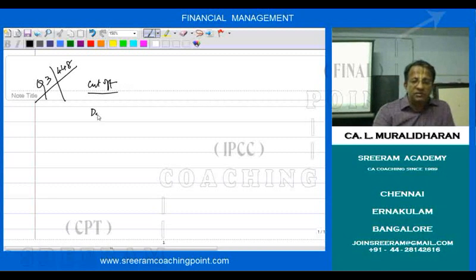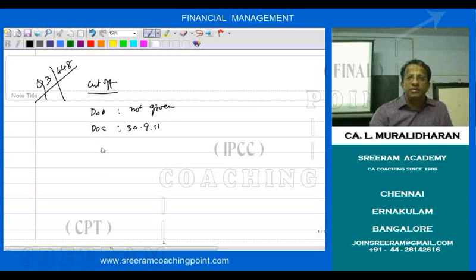Date of acquisition is not given. Date of consolidation is 30th of September 2011. The number of months that fell prior to and after is not important information, not required at all.